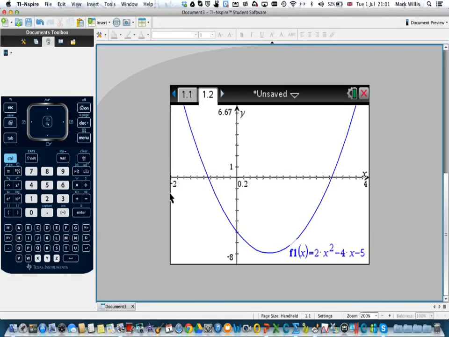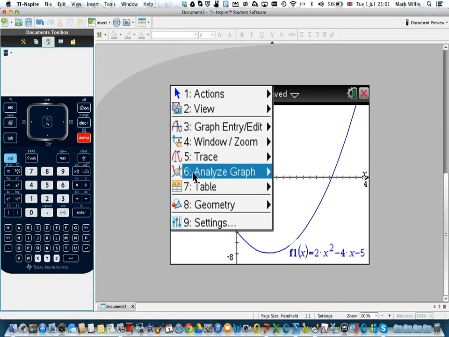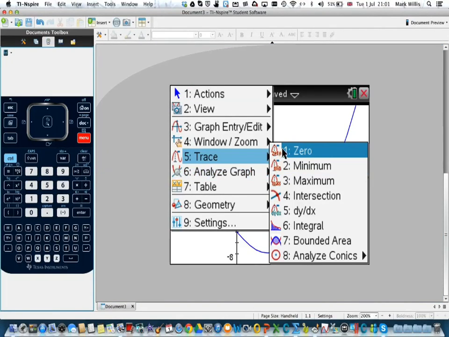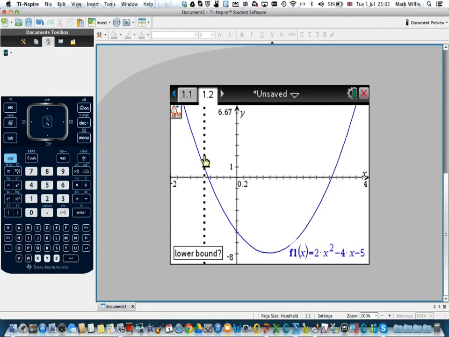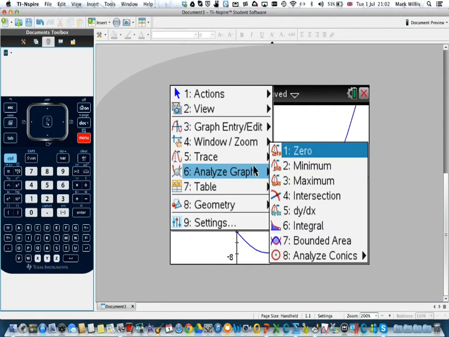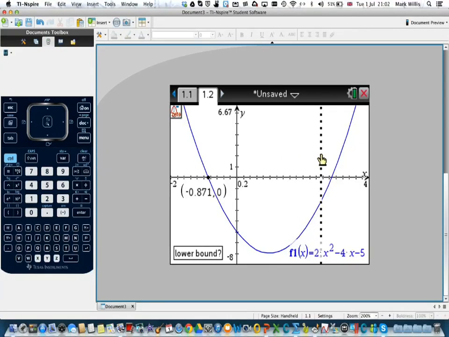Remember that all quadratics are symmetrical. So the next thing I'm going to do is to find the values of this point and this point using the calculator. To do that, we go to menu, number 6, analyze the graph, and number 1, zeros, and we go to the left of the first one, press enter, and we go to the right, press enter. We can see we get the value, minus 0.871. We just correct that and do it again: 6, analyze the graph, number 1, to the left and to the right, and we get the other one, 2.87.